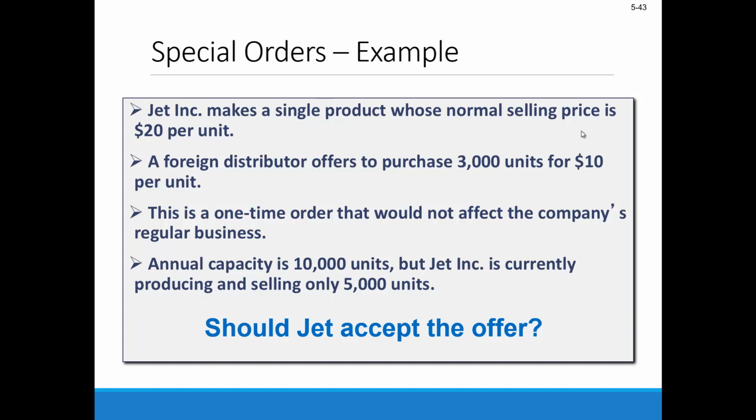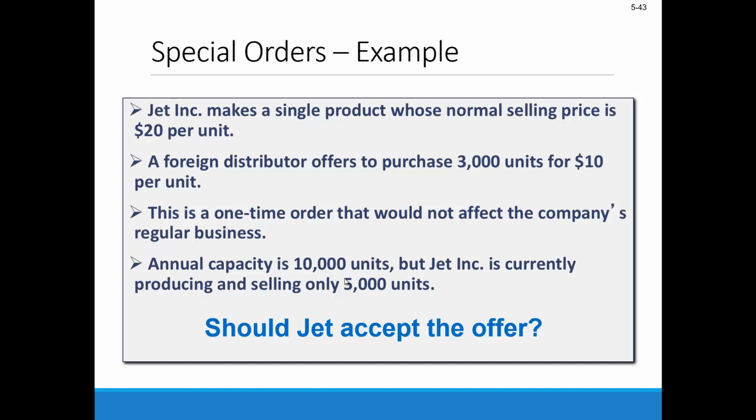So let's look at an example here. Jet Inc. makes a single product whose normal selling price is $20 a unit. A foreign distributor offers to buy 3,000 of those things, but at half price essentially, $10 per unit. So it's a one-time order that would not affect the company's regular business. In other words, we want to make sure that the company isn't poaching its own potential customers by selling to a reseller.